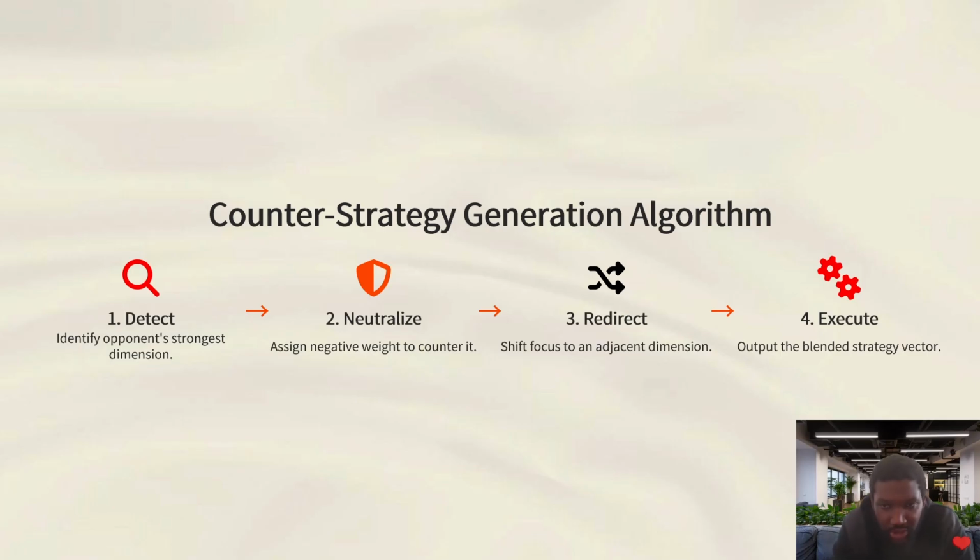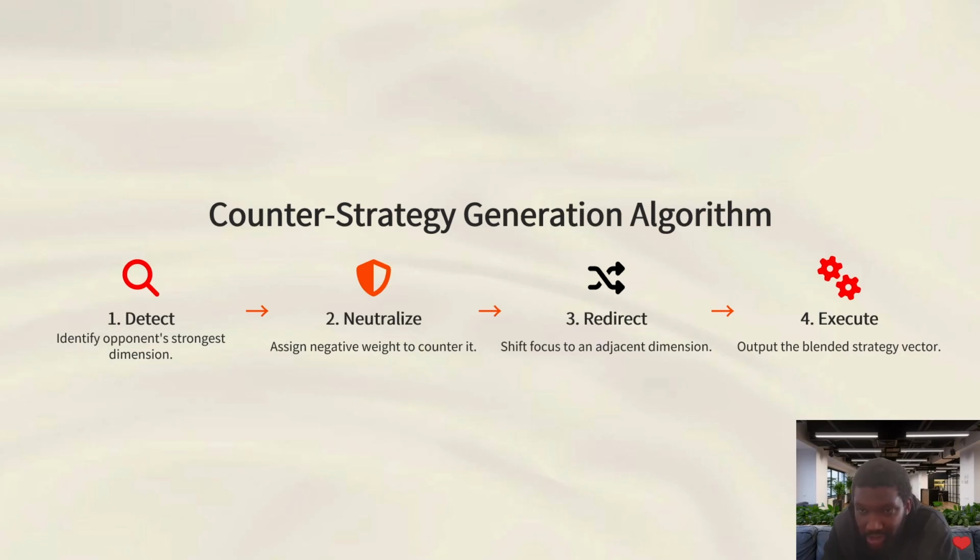So I'm saying, it's like a robot: you live and you learn. You detect the strong opponent's dimension. That's your worst-case scenario; you don't want that getting an advantage. Neutralize it with a negative weight to counter it, so now there's more balance for you. Then redirect, shift focus to the adjacent dimension, which is the next worst problem. And the next step is to output the blended strategic vector.